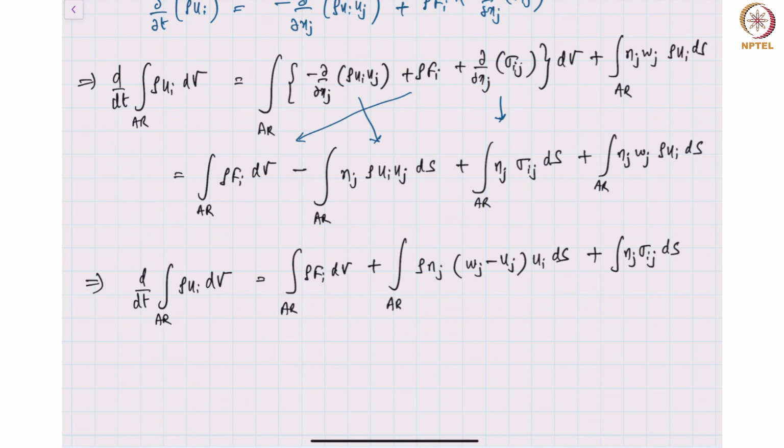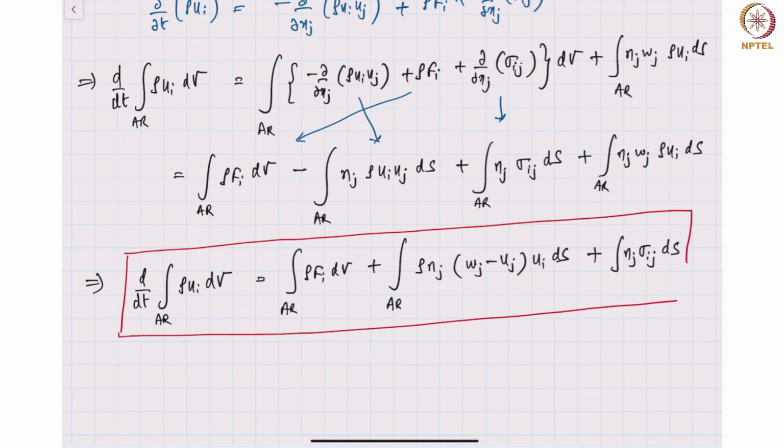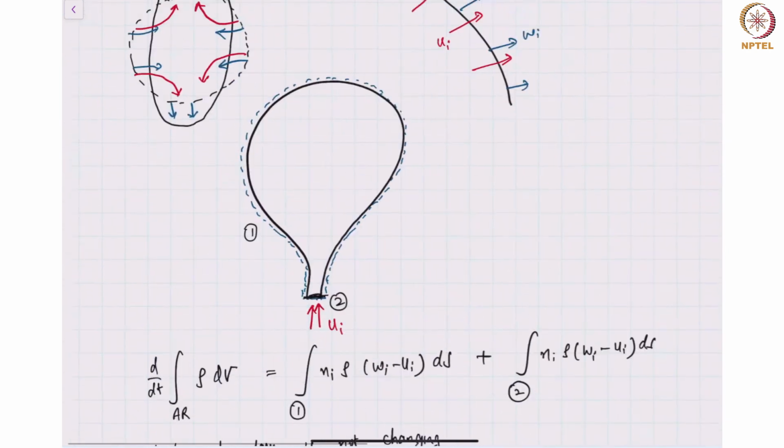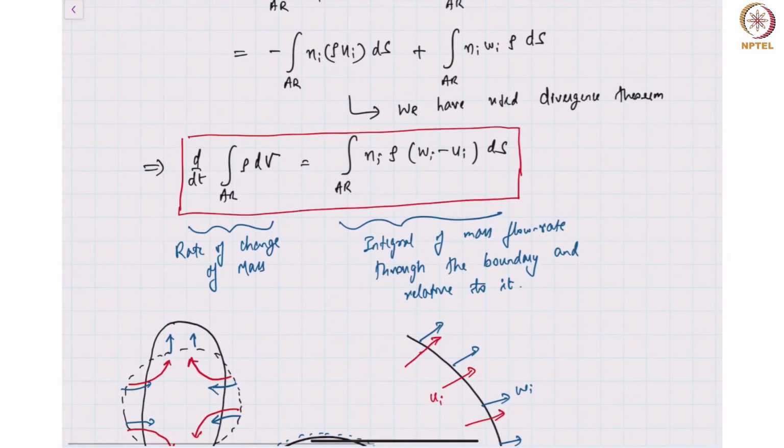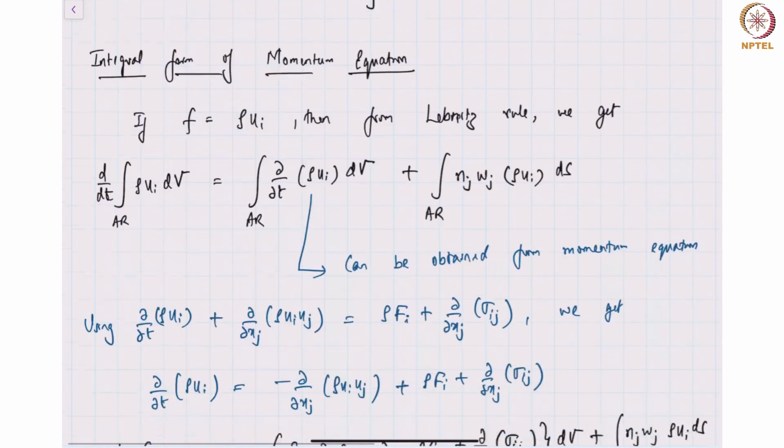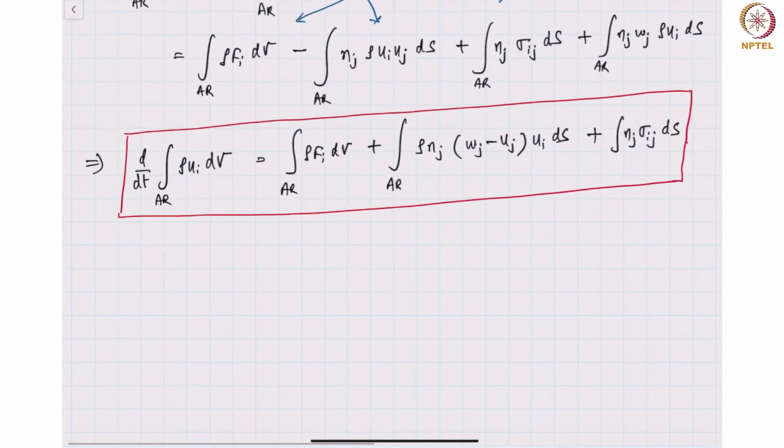So this is an important result. Basically, let's put this in a box. This is the integral form of the momentum equation. So we have the integral form of the mass equation, or the integral form of the continuity equation, and then we also have the integral form of the momentum equation.